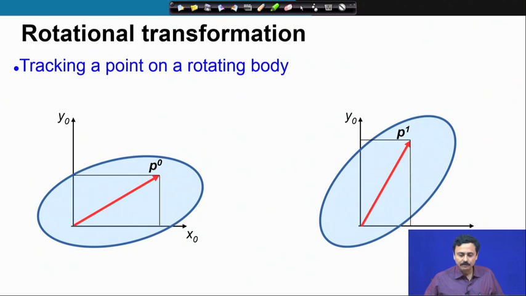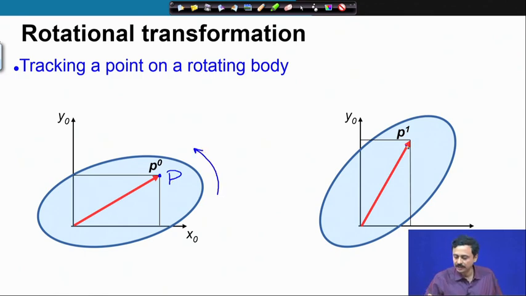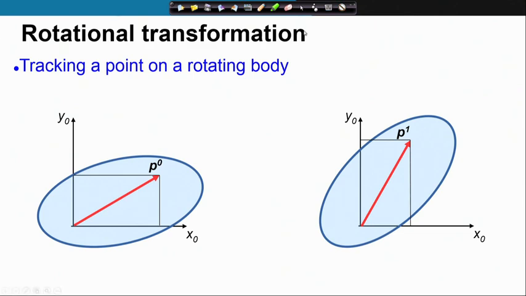We will review the rotational transformation once again. We need to track the position of a point, let us say P, in a body as it rotates and comes to configuration 2 from configuration 1. So, the point P has moved to this new location. I would like to find out the coordinates of point P in the fixed frame x0 y0. That was the objective of the rotational transformation.